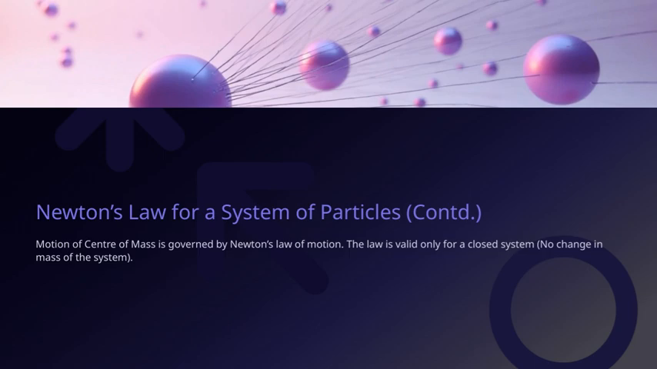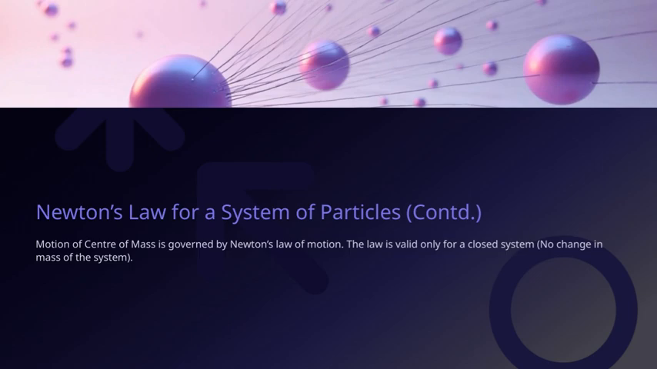Continuing from our previous discussion, when we consider a system of particles, Newton's law still holds, but we need to be a bit more careful in how we apply it. This is what we refer to as Newton's law for a system of particles, and it's a crucial extension because most real-world problems involve multiple particles interacting.